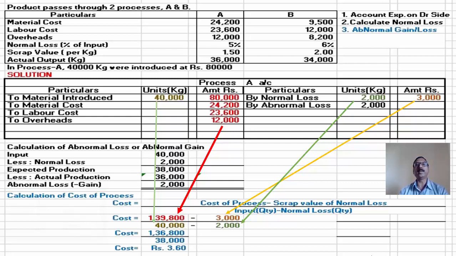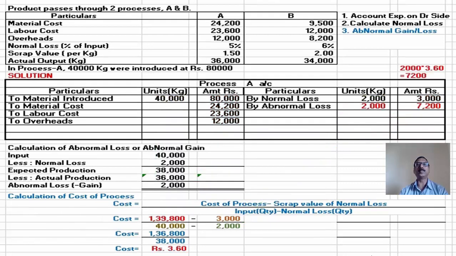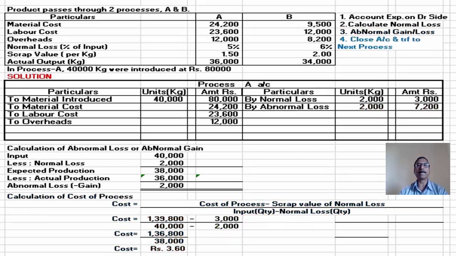Now we have already written by abnormal loss on the credit side 2000 quantity. So let us multiply by 3.6. So ultimate answer is, amount is 7200. Now this is the posting of abnormal gain or loss. First we have calculated a quantity and then we have worked out the cost of the process. Quantity is 2000. If you multiply by cost per unit 3 rupees 60 paise, our abnormal loss amount is 7200.